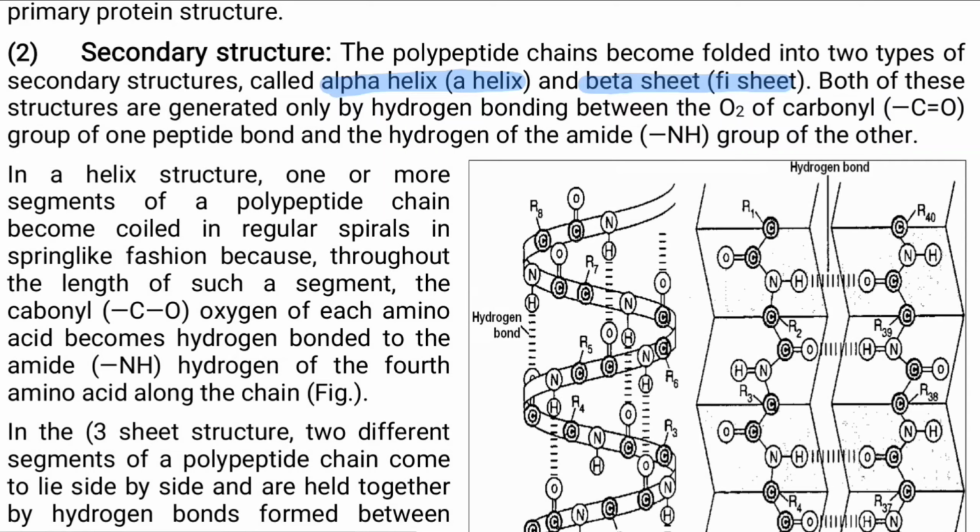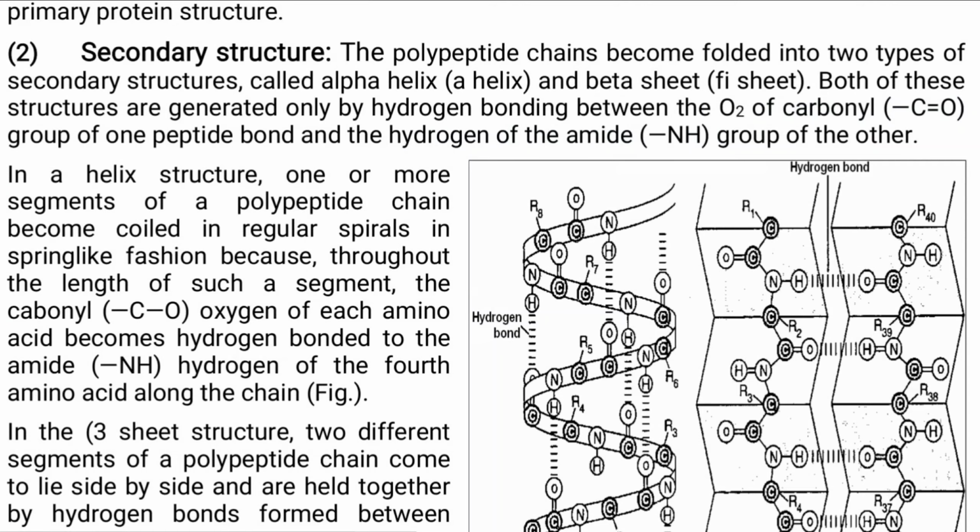The special bond which is formed in the secondary structure is called the hydrogen bond. Please do remember that in the primary structure it is the peptide bond, whereas in the secondary structure it is the hydrogen bond. It is formed between the oxygen of the carbonyl group and the hydrogen of the amino group.